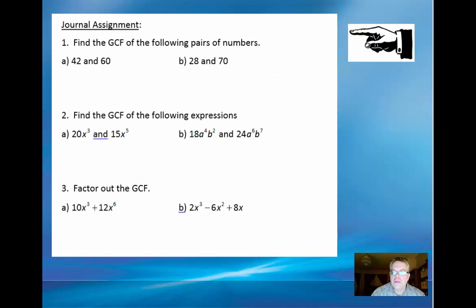All right, here we go. I want you to apply what you know. Go ahead and find the greatest common factor of the following pairs of numbers. You can either use a table or a tree, whatever you want. Find the greatest common factor of these expressions, and then factor out the greatest common factor. All right, just like the last slide. Good luck.